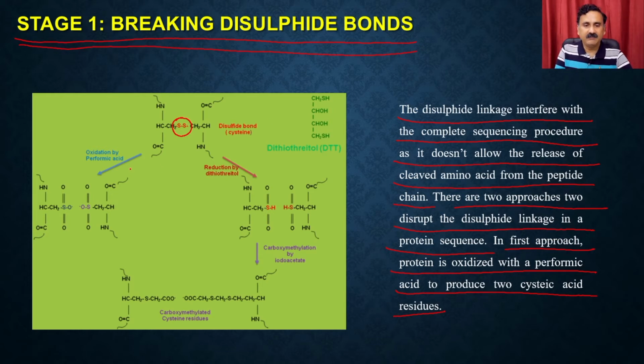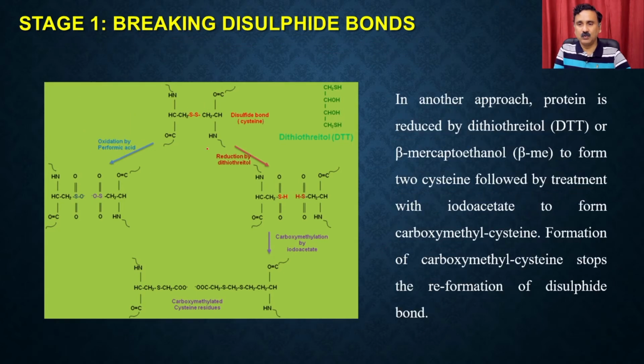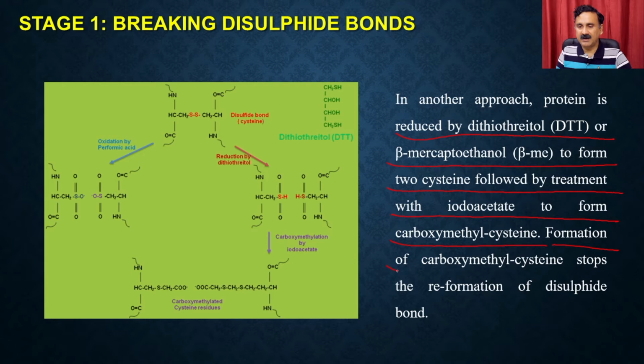So for disulfide linkages, we have two approaches. In approach 1, you can use oxidation with performic acid, and that treatment is going to break the disulfide linkage and give you the two fragments. Whereas in approach number 2, the protein is reduced by DTT or beta mercaptoethanol to form the 2-cysteine, followed by treatment with iodoacetate to form carboxymethylcysteine. Formation of carboxymethylcysteine stops the reformation of the disulfide bond.